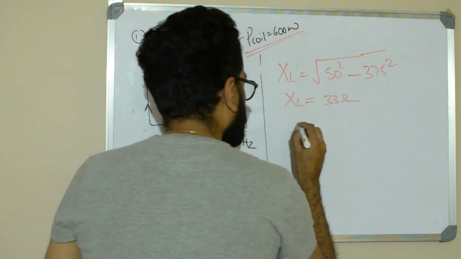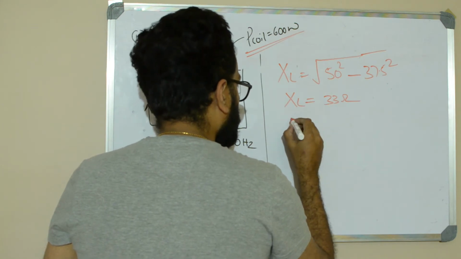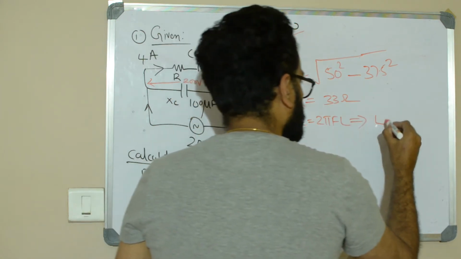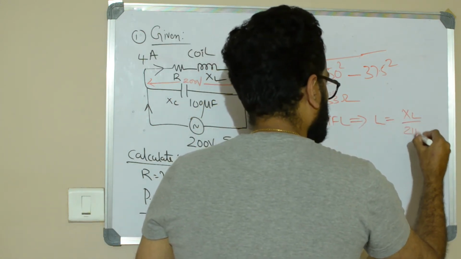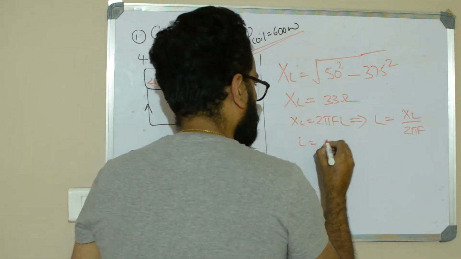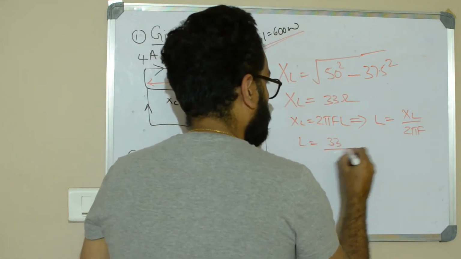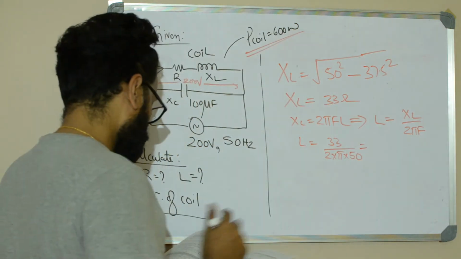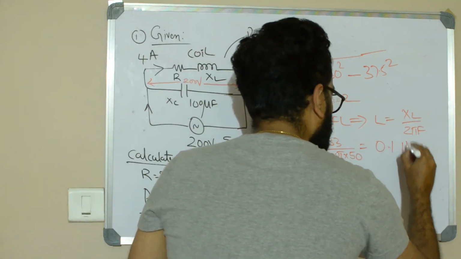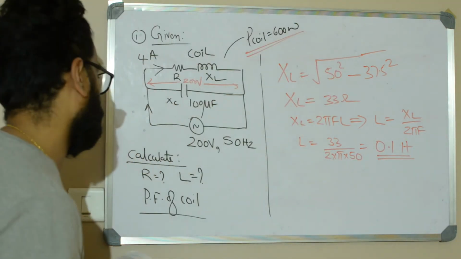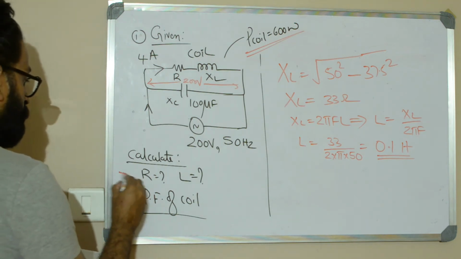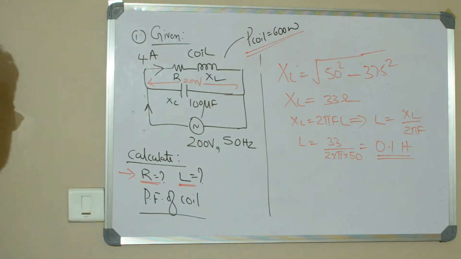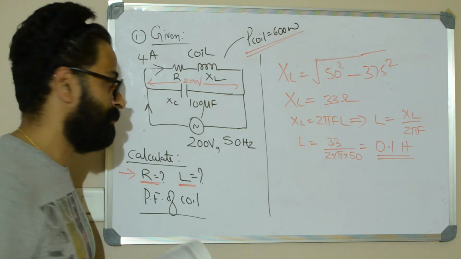Having known XL, you can find the L value. XL is equal to 2 pi f L. That implies L is equal to XL divided by 2 pi f, or L is equal to 33 divided by 2 into pi into 50. So you will get the inductance of the coil as 0.1 Henry. So the first part you have found: the resistance of the coil was found and the inductance of the coil was also found.